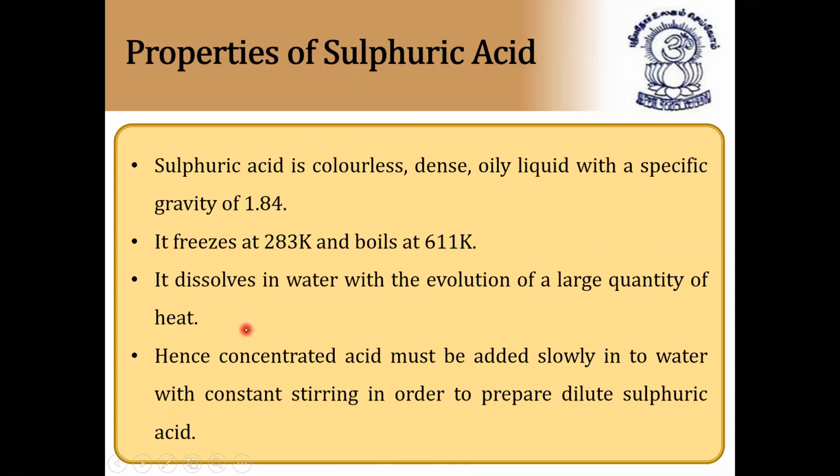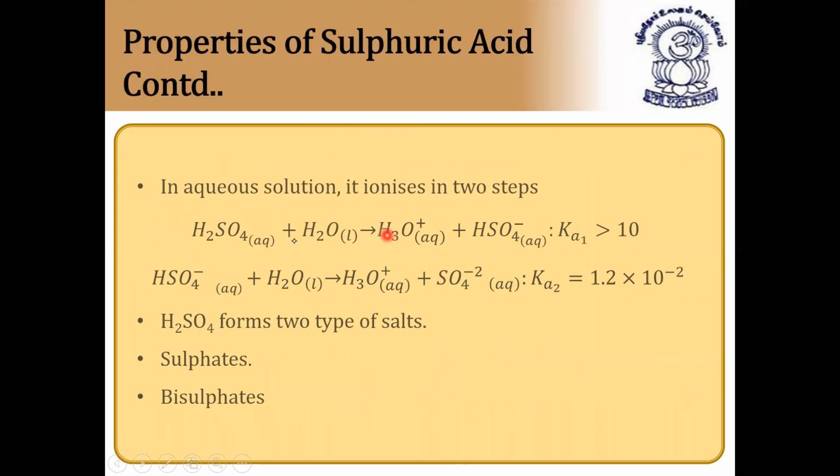Sulfuric acid is dissolved in water with the evolution of a large quantity of heat. Hence, concentrated sulfuric acid must be added slowly into water with constant stirring in order to prepare dilute sulfuric acid. We have to keep on mixing to prepare dilute sulfuric acid. I hope it's clear. Next, in aqueous solution, it ionizes in two steps.